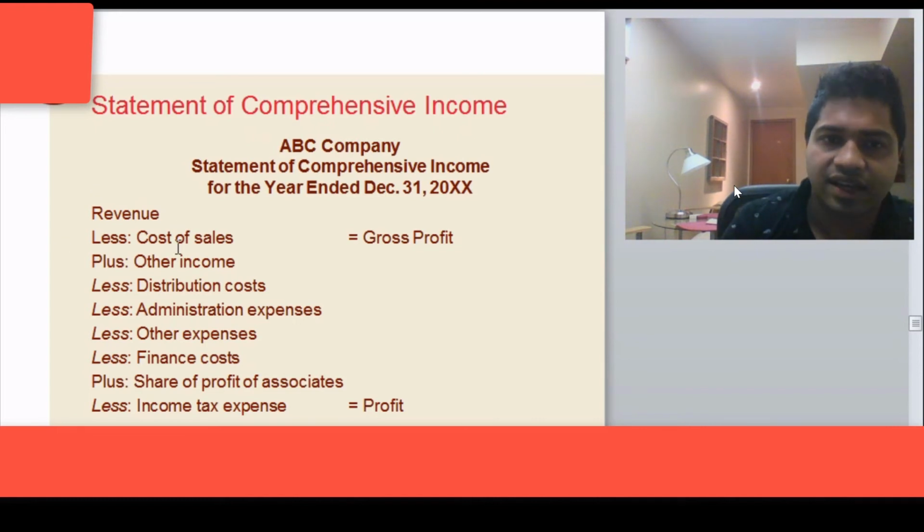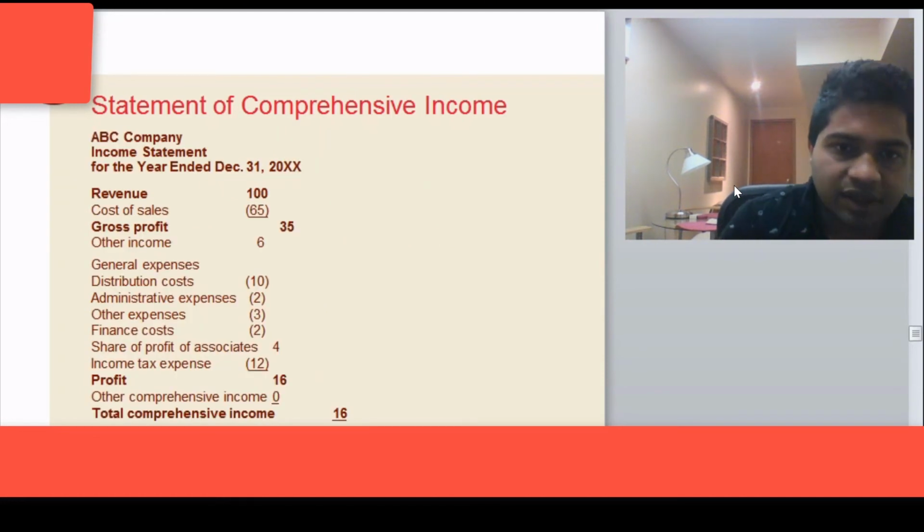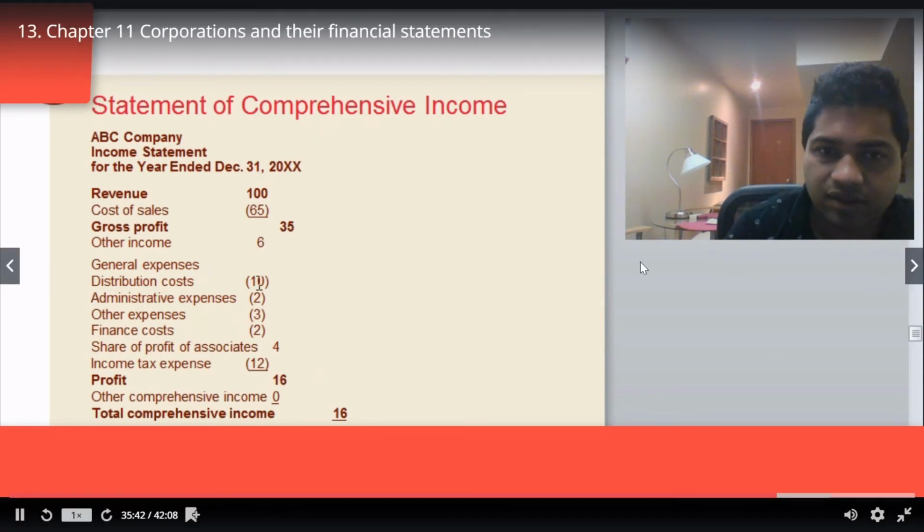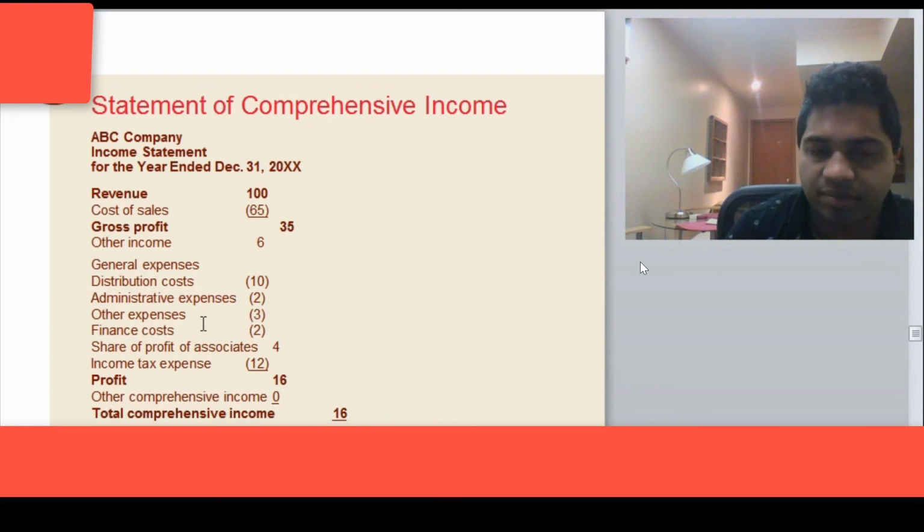Revenues less cost of sales, that is direct cost, gives you gross profit, plus other income that you have generated, less distribution cost, less administrative cost, less other expenses, less finance cost, plus the share of profits from associates that you have, less income tax gives you profit. In the example they have shown, revenue less cost of sales gives gross profit, you add other income, deduct the rest of the costs like distribution cost, admin cost, other expenses, finance cost, add share of profits from associates, deduct income tax, and it gives you profits.